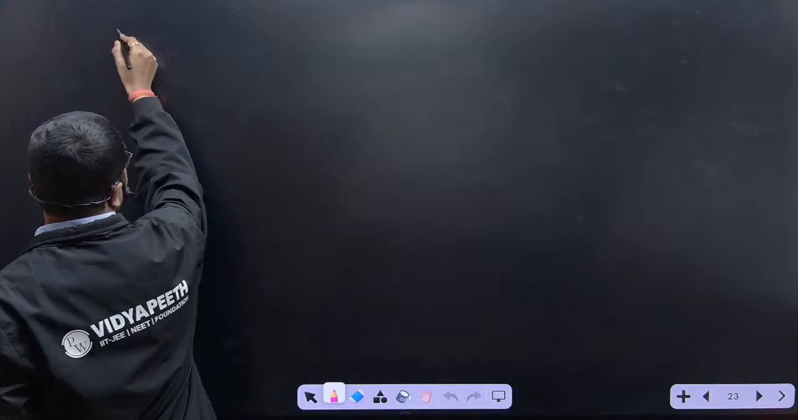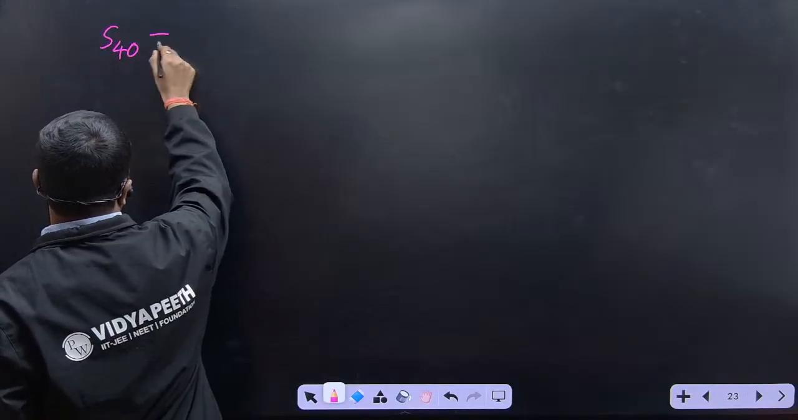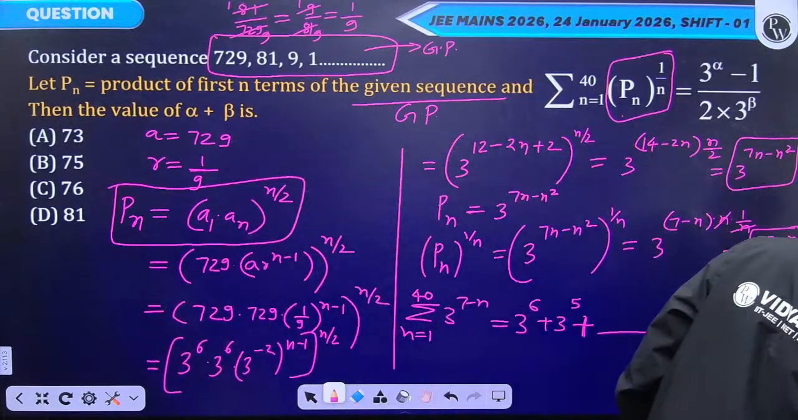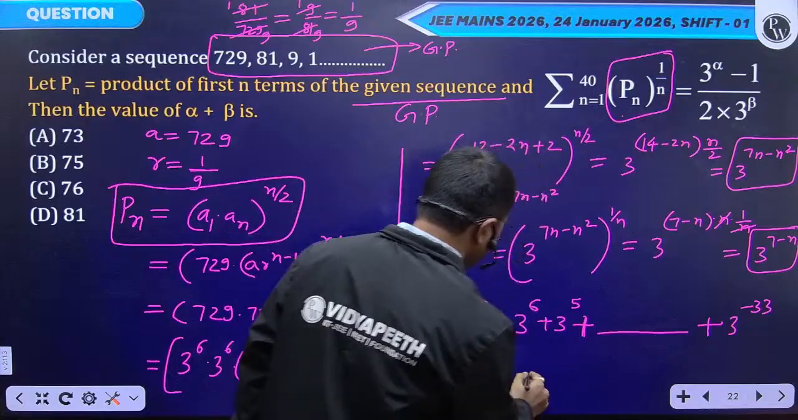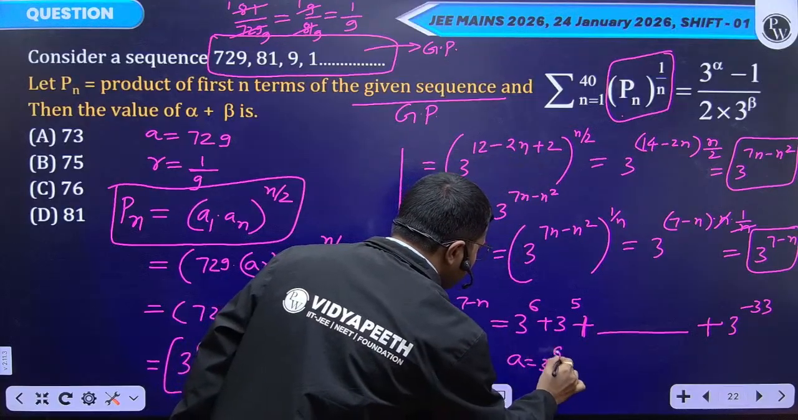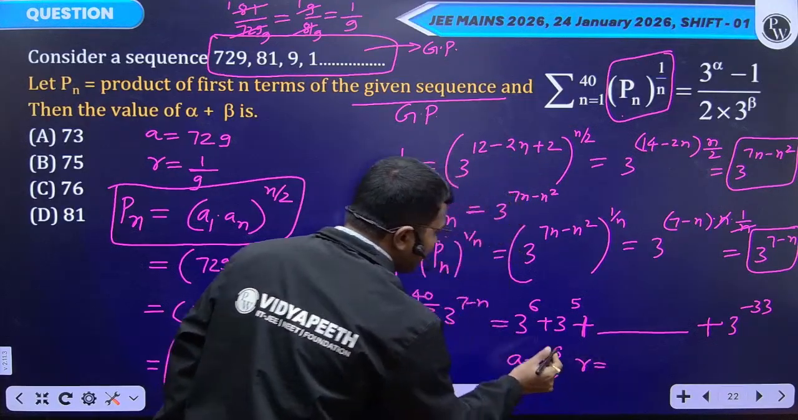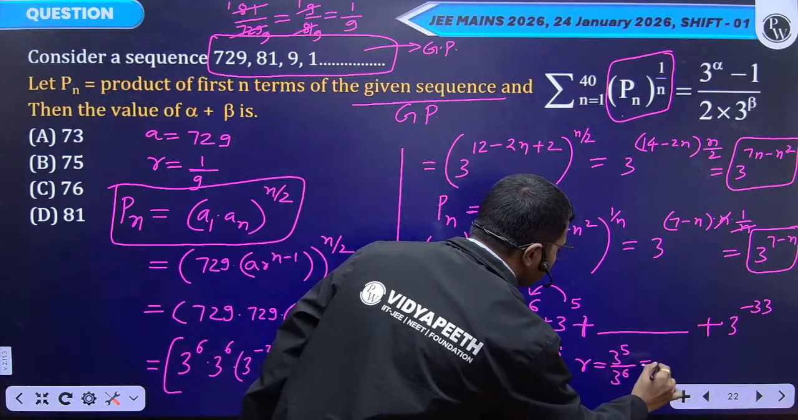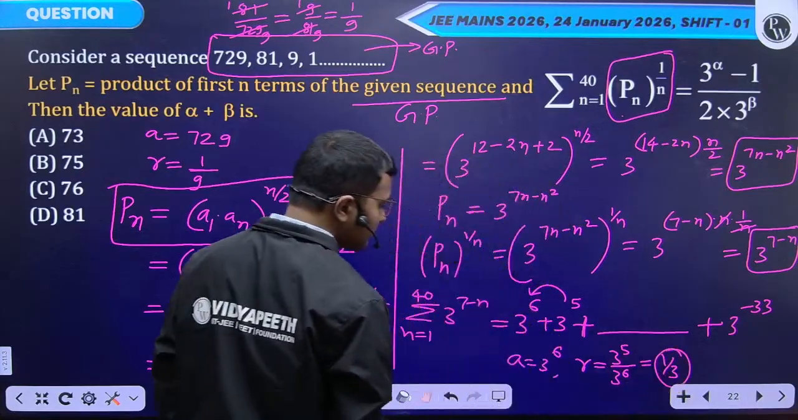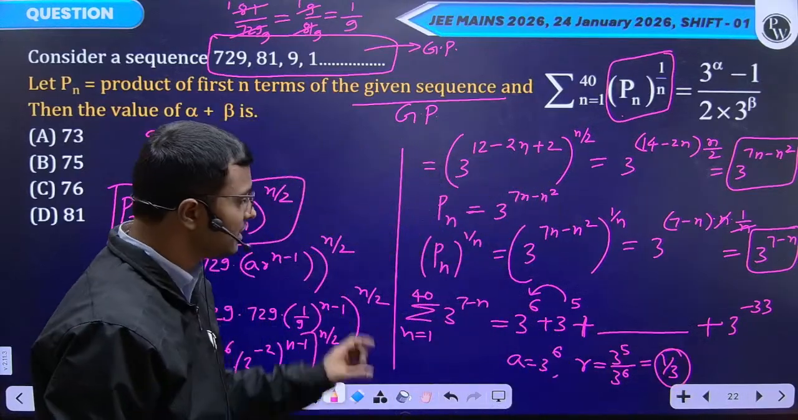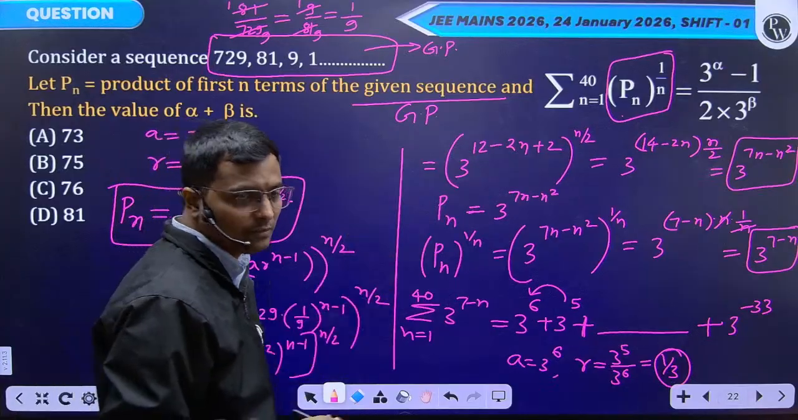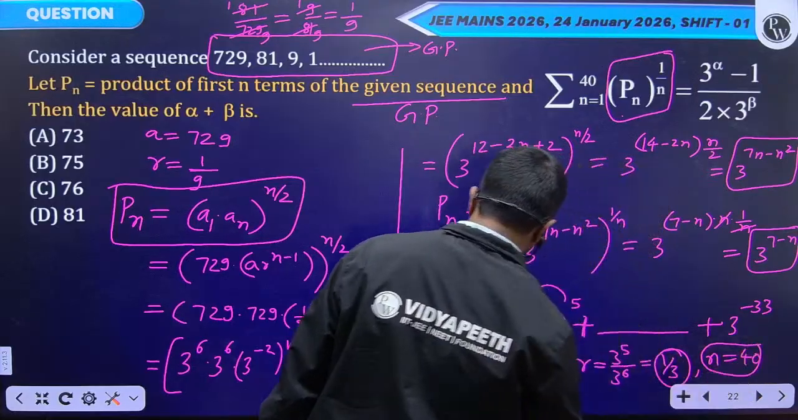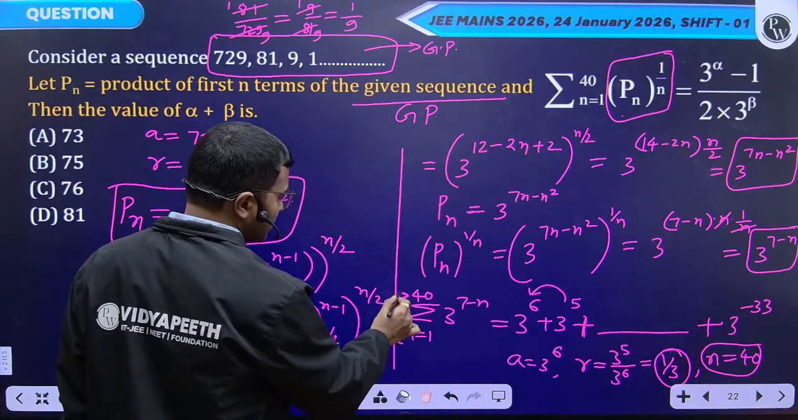So now we are having S40 of a GP, 40 terms of a GP. What is the first term? 3 power 6. Common ratio R is second term by first term, that is 3 power 5 by 3 power 6, which is equal to 1 by 3. Let us use these values and find the Sn. We want the sum of 40 terms, so n is also 40. From 1 to 40 we have 40 terms.